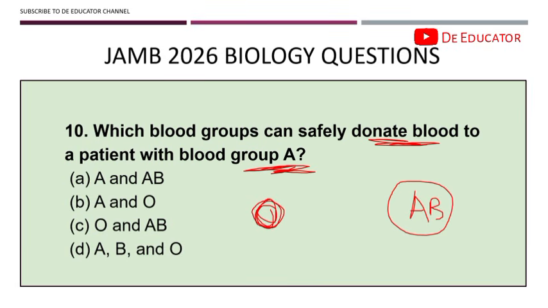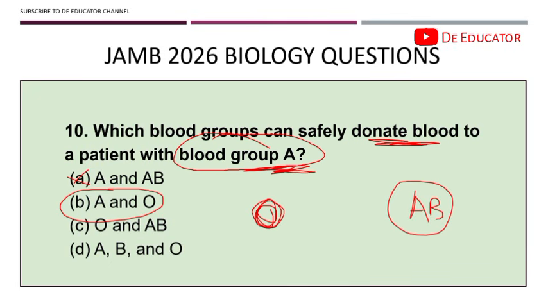So we will strike out any option that does not have O. So option A is wrong already because O must be there. Who can donate to blood group A? Now, there's a rule for blood donation, and one of the first rules is that the same blood group can donate blood to themselves. So, group A can donate to group A, group B can donate to group B, group O can donate to group O, group AB can donate to group AB. There is no complication there. So group A can also donate blood to this patient. So our correct answer is blood group A and blood group O can donate blood to a patient with blood group A.